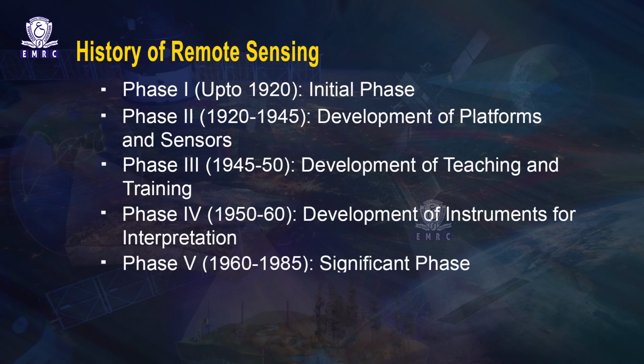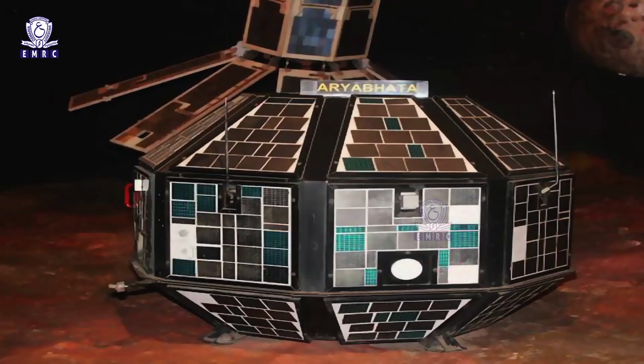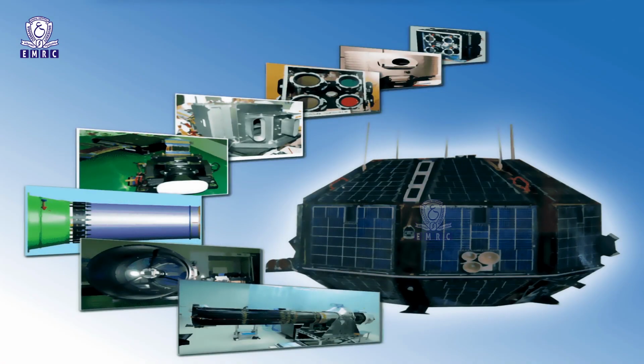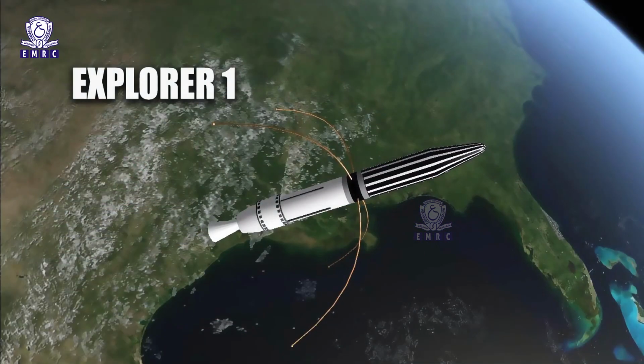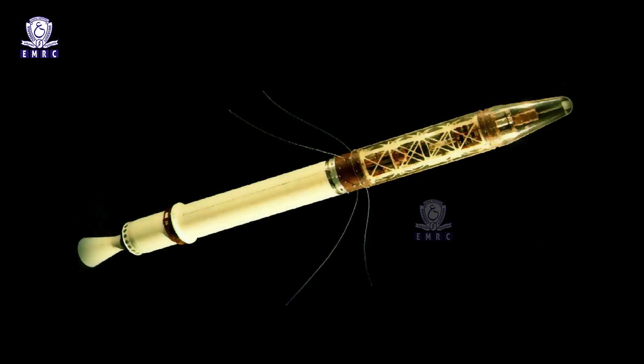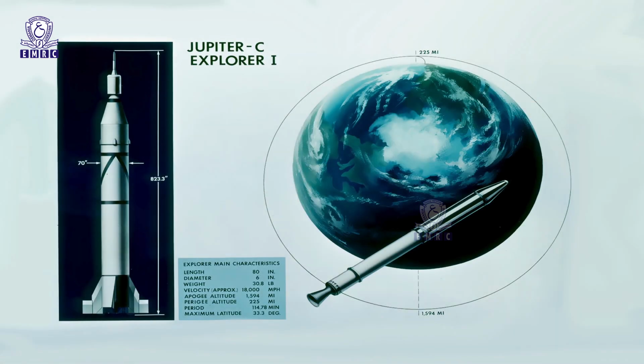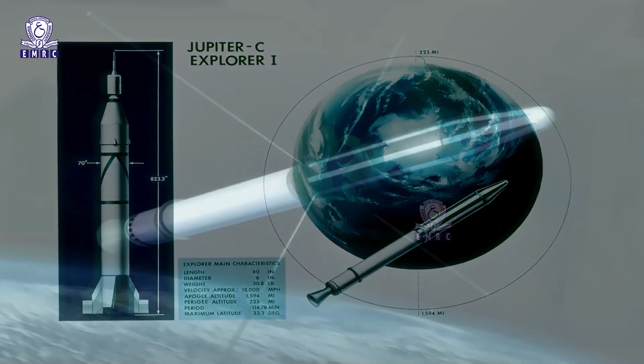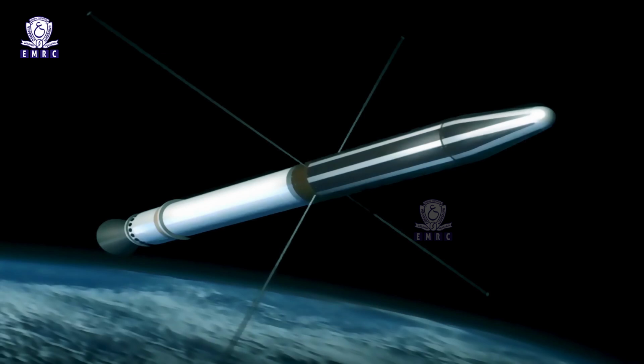Phase 5, 1960 to 1985, significant phase. This phase is very significant in the history of remote sensing as artificial satellites were launched in space for acquiring information of the Earth's surface. Though two American satellites, Explorer 1 and Explorer 2, were launched in 1958 and 1959 respectively under the Explorer and Discoverer program, they were not important from the remote sensing point of view.